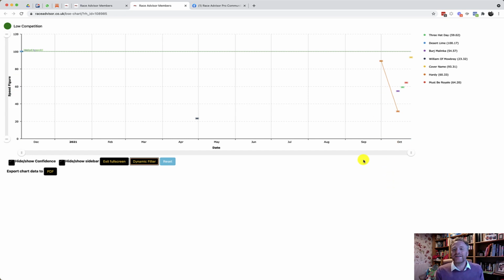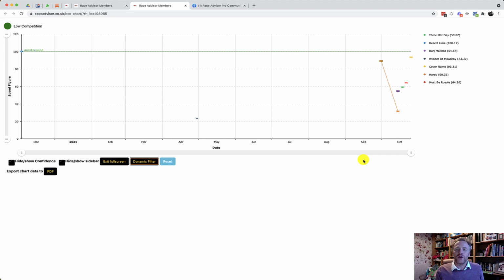So where does this leave us? This leaves us with a very quick summary that it looks like Cover Name, Desert Lime are strong, that Burj Malinka is the short odds favourite because of that one race on Standard to Slow where the horse performed really well. Obviously in these races the markets dictate strongly how it may go as well.